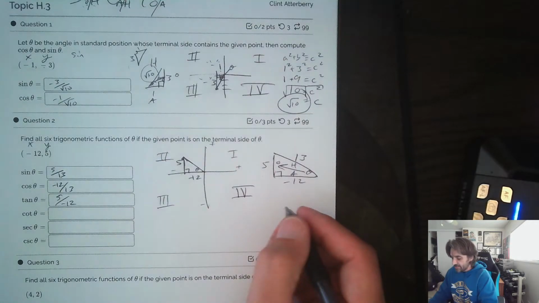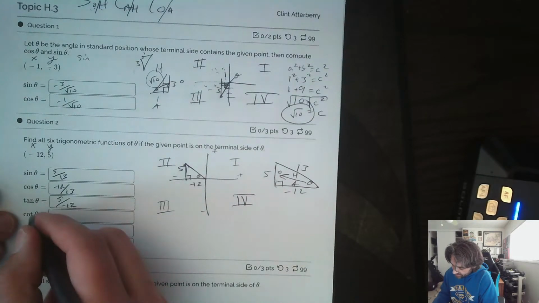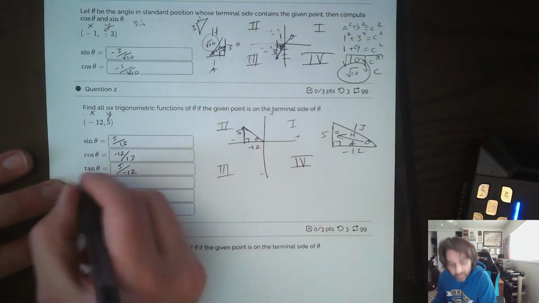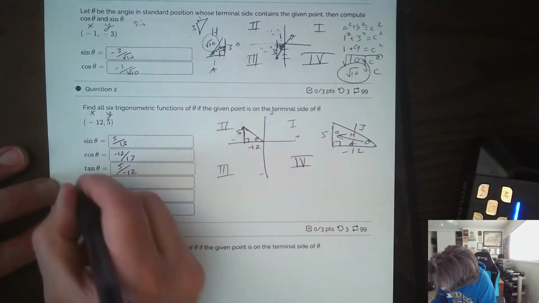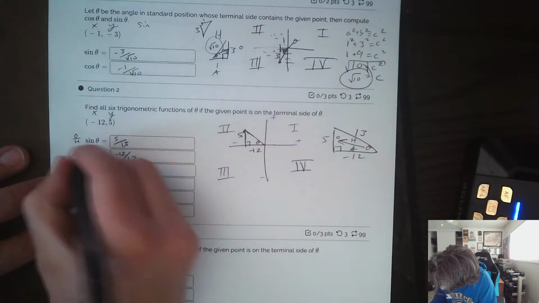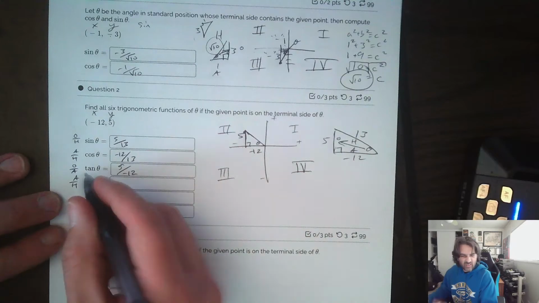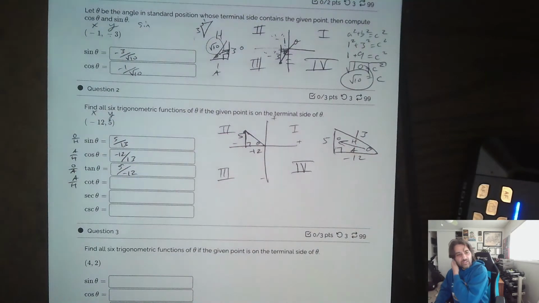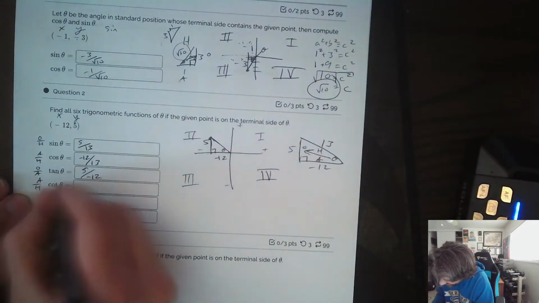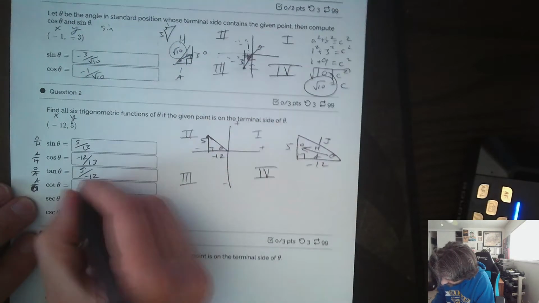Okay, and then cotangent. They kind of mix this up, which kind of stinks. Cotangent, let's make a little note here, is the opposite of tangent. Tangent is opposite over adjacent. Cotangent is the reciprocal of tangent. It's upside down, so adjacent over opposite. So instead of saying 5 over negative 12, we can say negative 12 over 5.